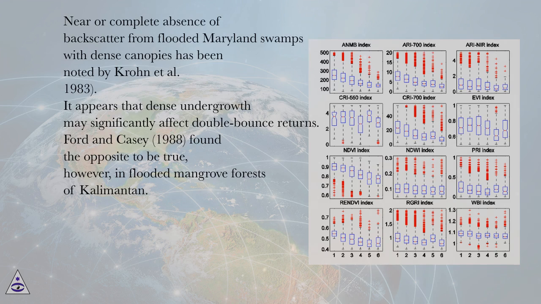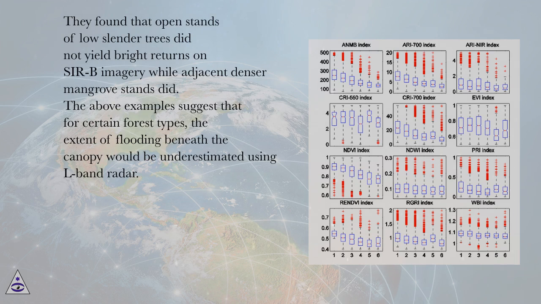Near or complete absence of backscatter from flooded Maryland swamps with dense canopies has been noted by Crone et al. 1983. It appears that dense undergrowth may significantly affect double bounce returns. Ford and Casey, 1988, found the opposite to be true, however, in flooded mangrove forests of Kalimantan. They found that open stands of low slender trees did not yield bright returns on survey imagery while adjacent denser mangrove stands did. The above example suggests that for certain forest types, the extent of flooding beneath the canopy would be underestimated using L-band radar.